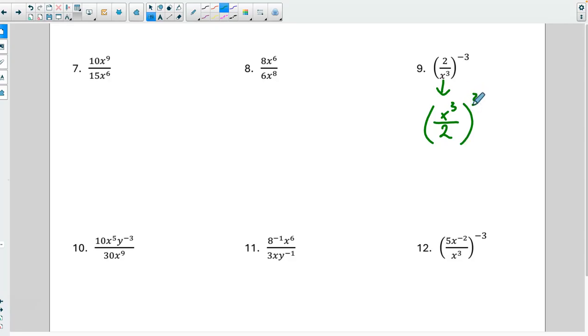So negatives, again, flip. That negative was to the whole thing, so it would have made this a negative 1, so I flip it down. It would have made this a negative 3, so I flipped it up. So that's a step you can always do when that's what you got.